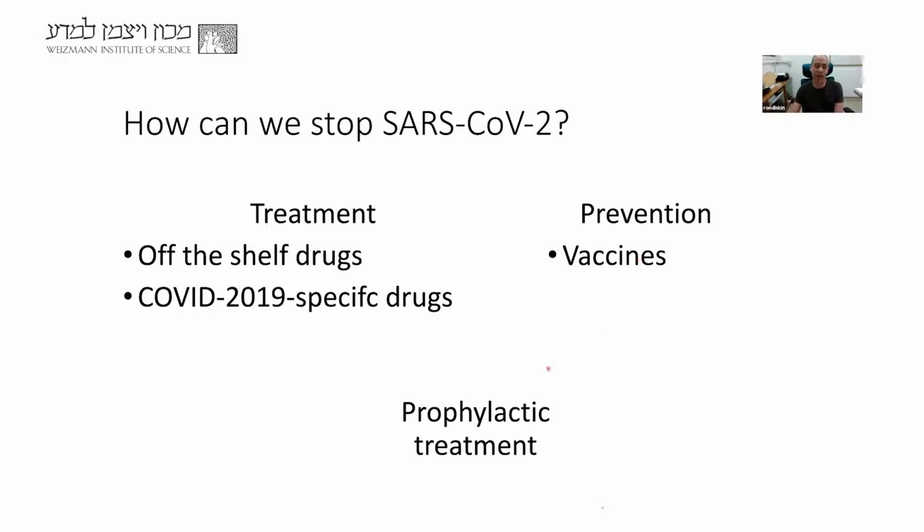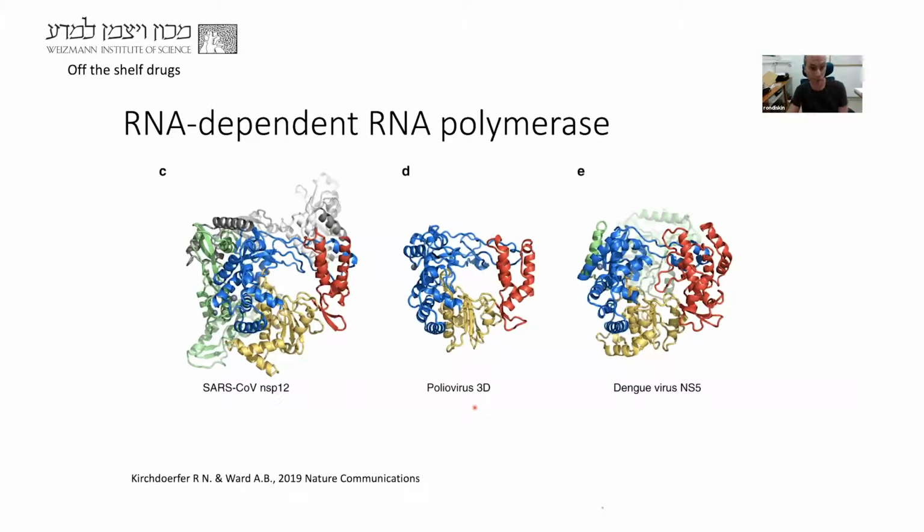And then there is another intermediate usage of different drugs, and this is for prophylactic treatment. Now, prophylactic treatment is given before people get infected in order to prevent infection. The thing is that it could practically be done for a small group of people that are at high risk, like medical care providers, for example. So we'll talk about that also. So let's start with off-the-shelf drugs.